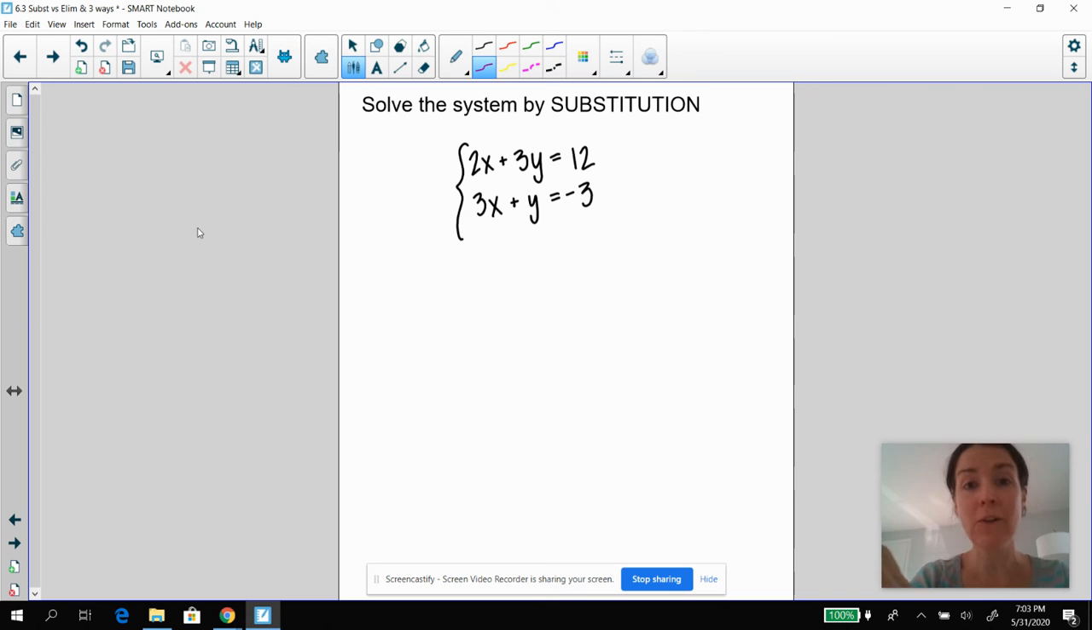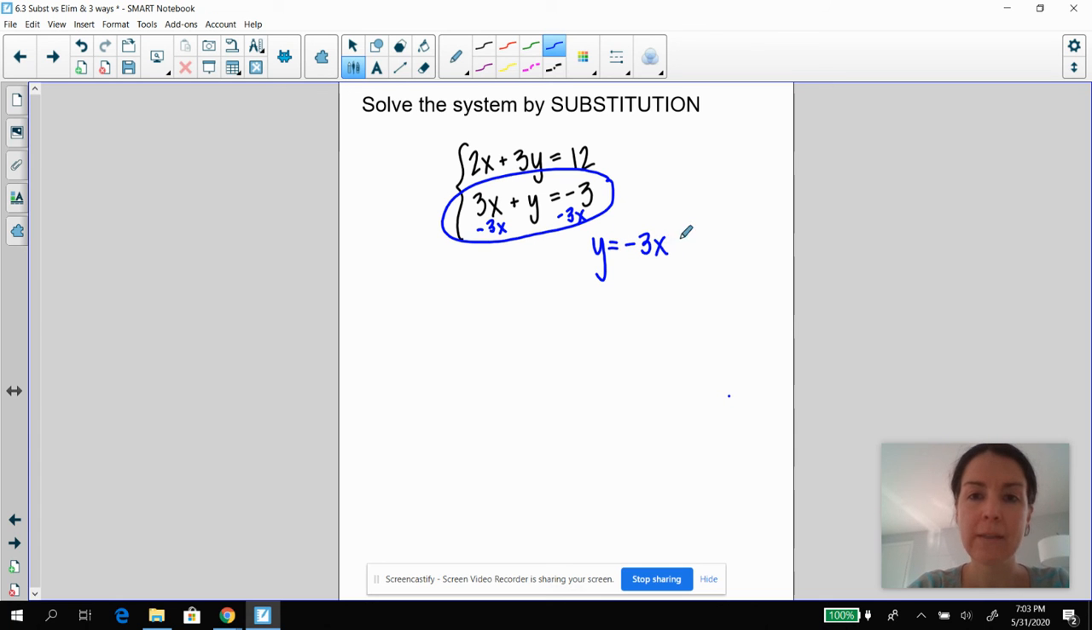And I'm going to do something first to make this a little bit easier. I'm going to change this and rewrite it in that y equals mx plus b form that we've done before. And all I'm going to do here is just subtract 3x from both sides. So this equation would be y equals -3x minus 3. So now you've got a nice little substitution situation here, right? Like you can plug in this for y into that one. So go ahead and try it.